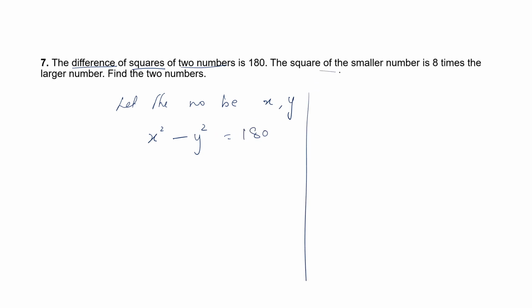The square of the smaller number is 8 times the larger number. So this is the larger number because I am subtracting from this. So y is the smaller number. The square of the smaller number is 8 times the larger number. Times means multiplication. So what will happen if I put equation 2 in equation 1?